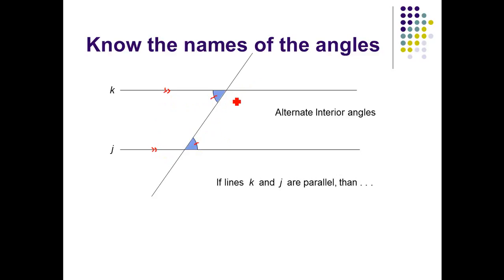Now again, we have other alternate interior angles right here. This angle and this angle, those two angles are also alternate interior. So when lines are parallel, the alternate interior angles are congruent, and a shortcut way of doing it is to say parallel, the little arrow, alternate angles are congruent.